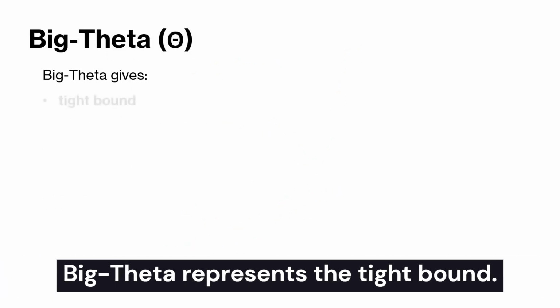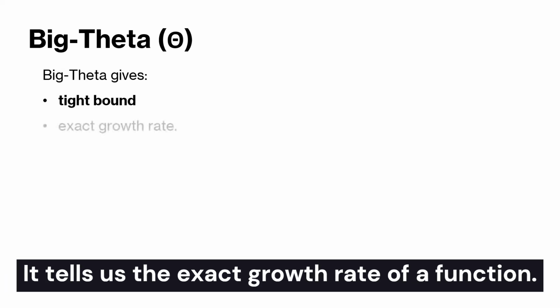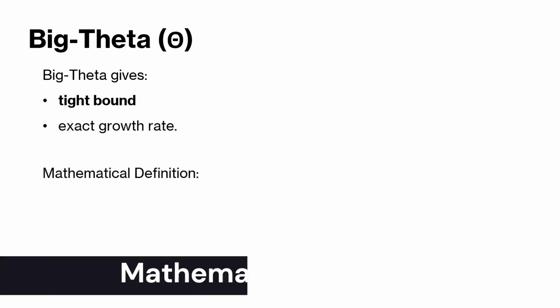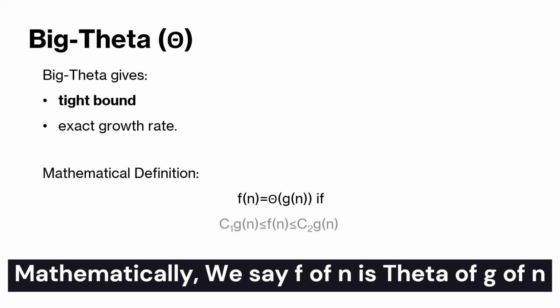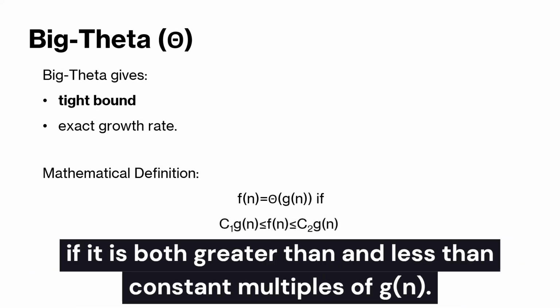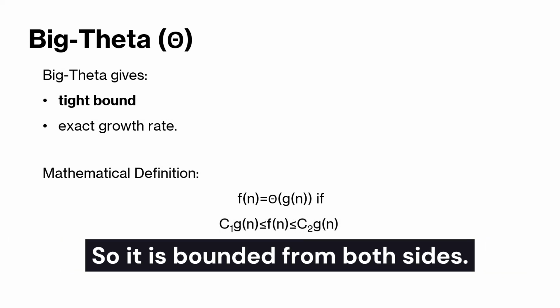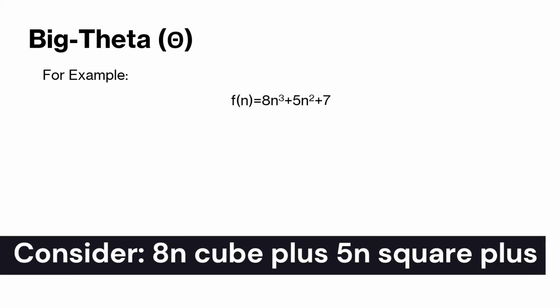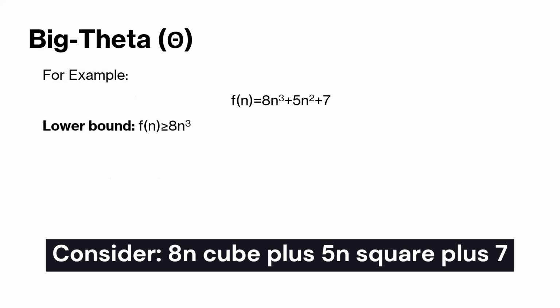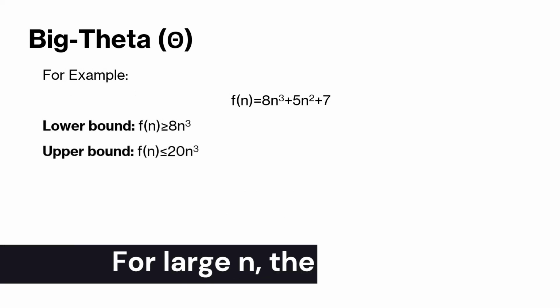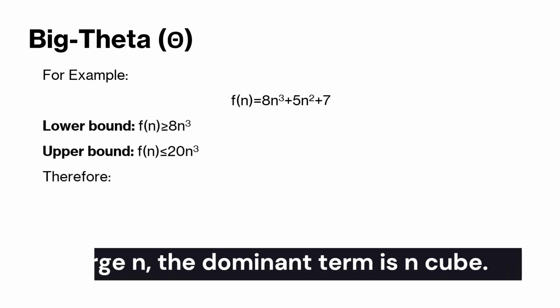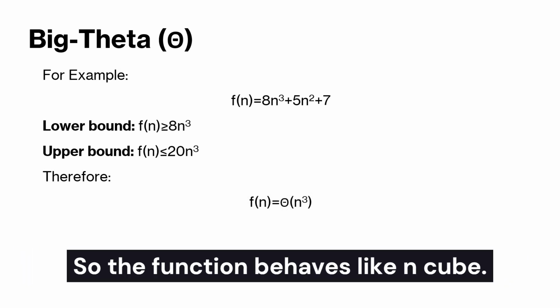Big theta represents the tight bound. It tells us the exact growth rate of a function. Mathematically we say f of n is theta of g of n, if it is both greater than and less than constant multiples of g of n. So it is bounded from both sides. Consider this function, 8n cubed plus 5n squared plus 7. For large n, the dominant term is n cubed. So the function behaves like n cubed.